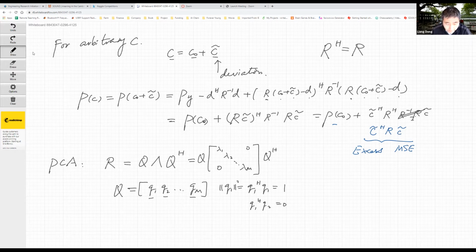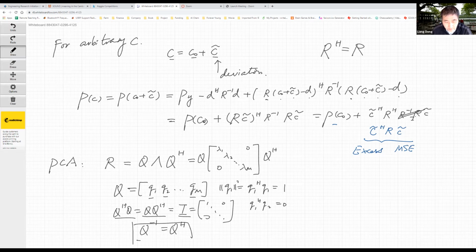And then we have for the orthonormal matrix, Q Hermitian Q equals the identity matrix I, which is 1 on the diagonal and 0 elsewhere. Because of this, we also know Q inverse is equal to Q Hermitian, right? Why is that? Well, by definition, if this is equal to I, then Q Hermitian must be equal to the inverse of Q. So we got that. This is some of the properties of my orthonormal matrix Q.